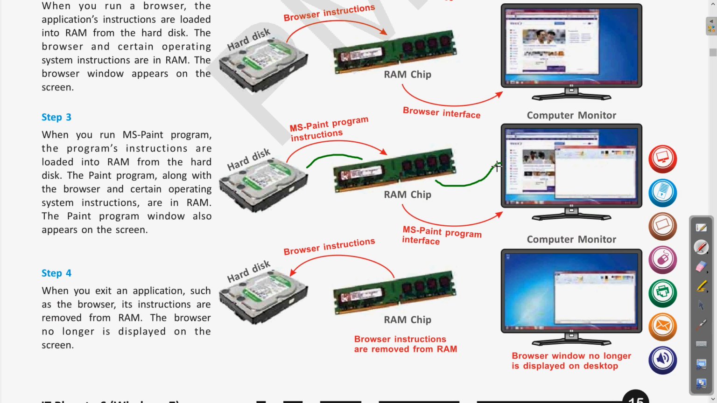Clear? So this way when you open it, it is copied to the RAM, and when you close it, as you can see there were earlier two windows, suppose I am closing the browser. When you close the browser, whatever instructions you have saved or whatever editing you have changed from the RAM goes back to the hard disk. So it is removed from the RAM and sent back to the hard disk.